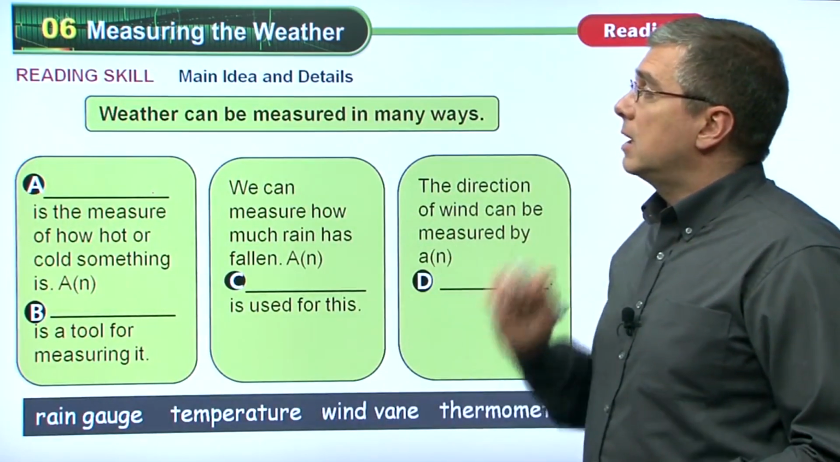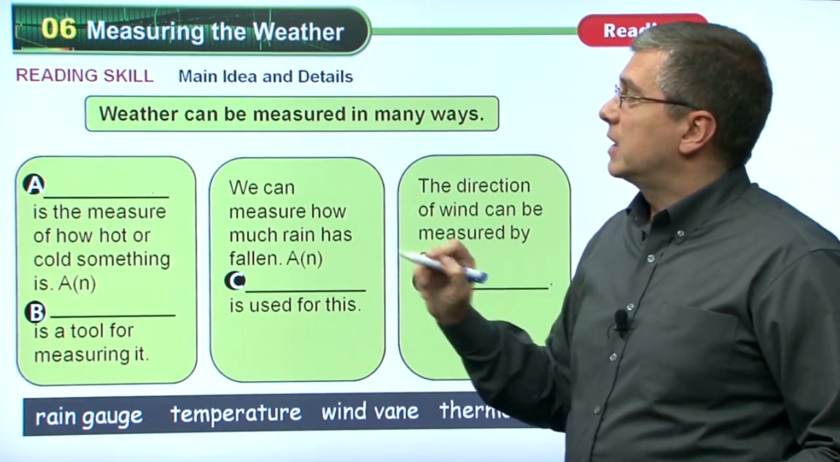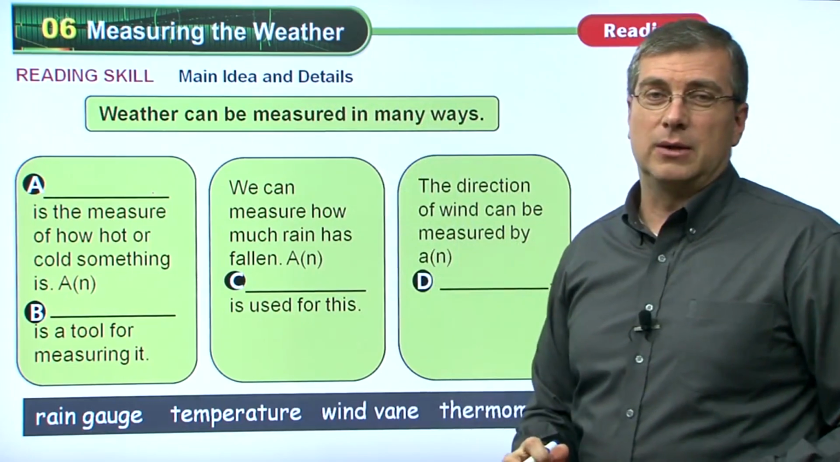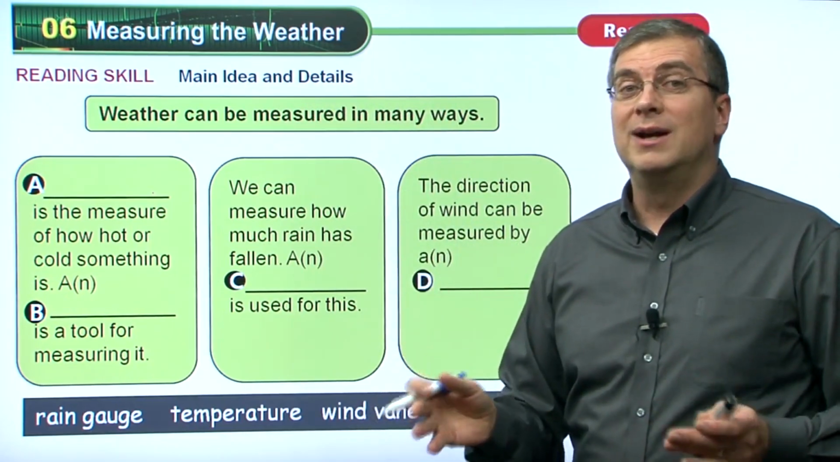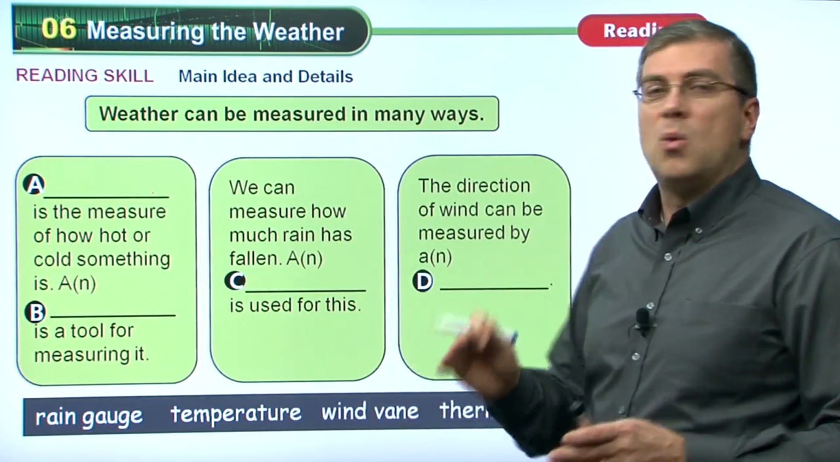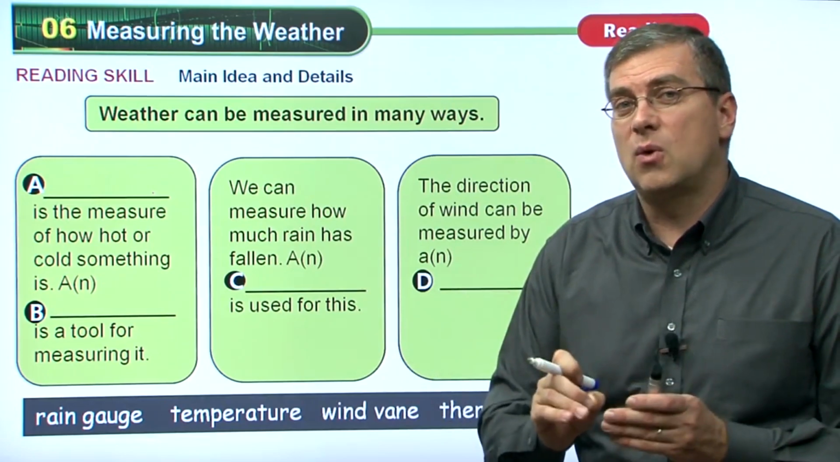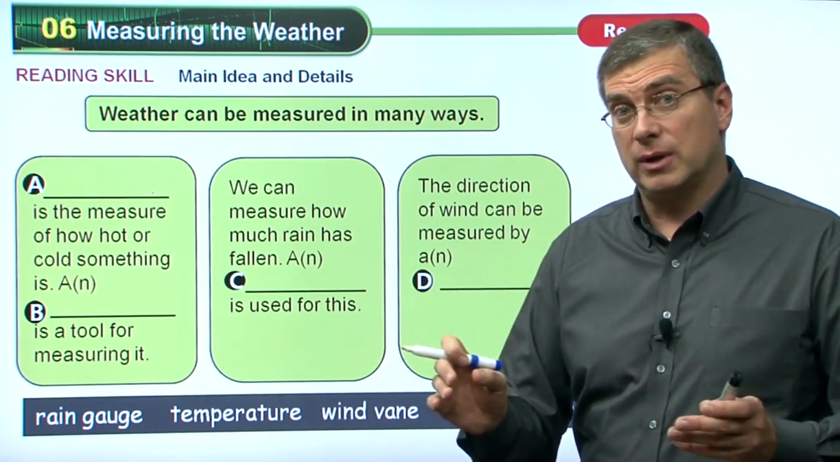So we can break down our reading passage into this type of skill. Main idea and details, right? We're talking about tools. What are the tools used for? For measuring the weather. And we can talk about what each tool is used for specifically. What exactly are we measuring?